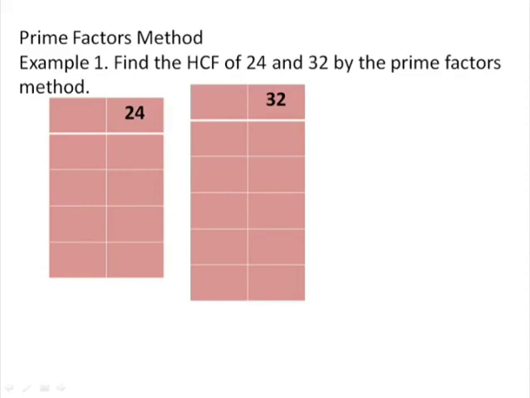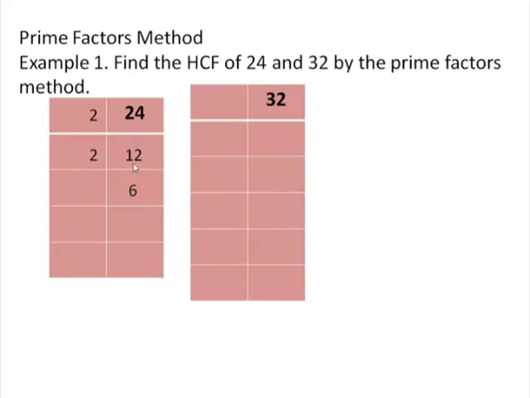Now first we will find the prime factors of 24. Again, as it is an even number, we will take 2 as the prime factor. So when you take 2 as a prime factor, you will get 12 as the quotient that you will write below the given number. Now again 12 is an even number. So take 2 as a factor.